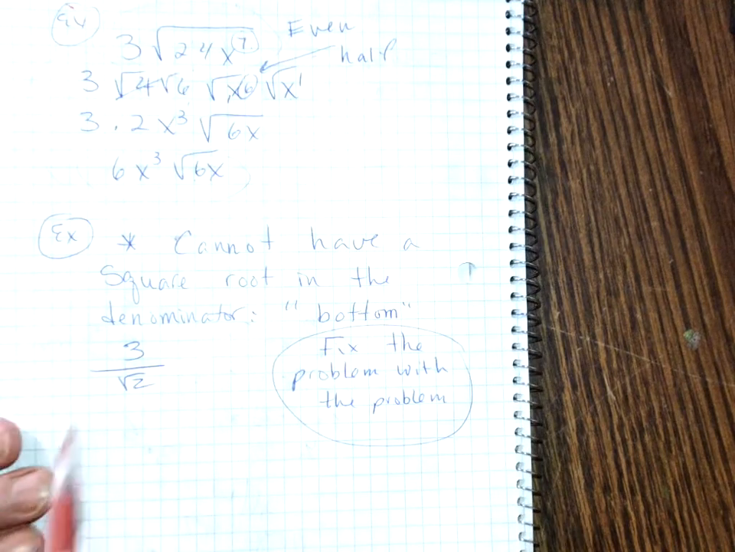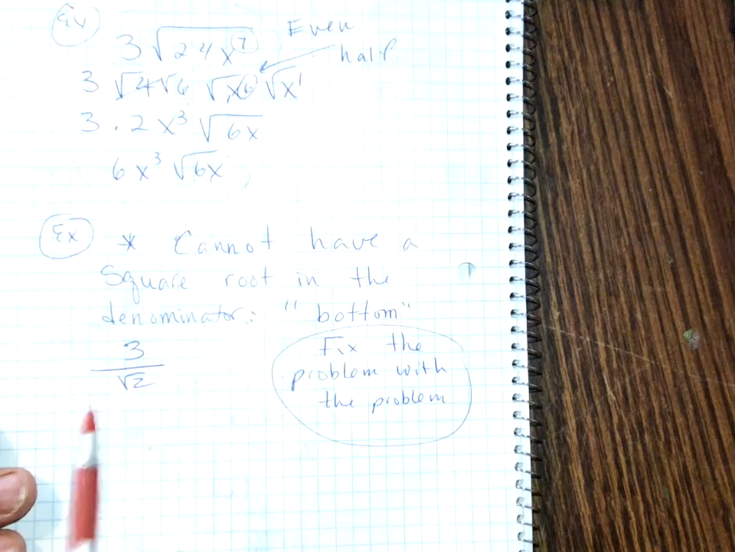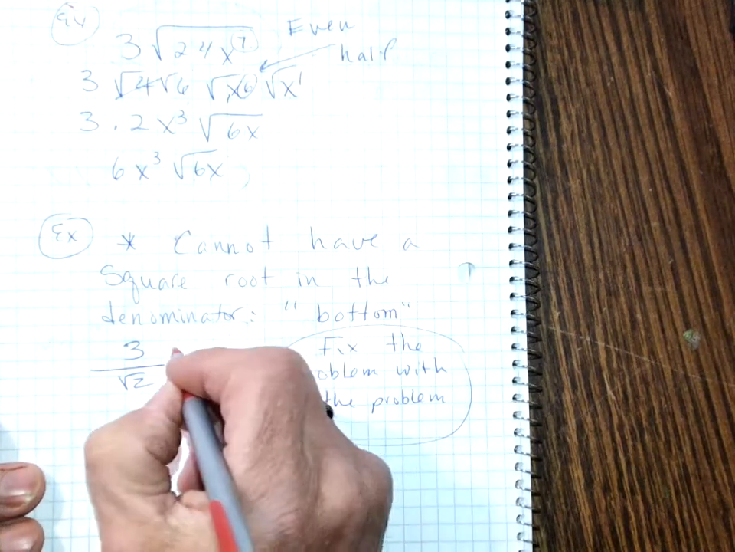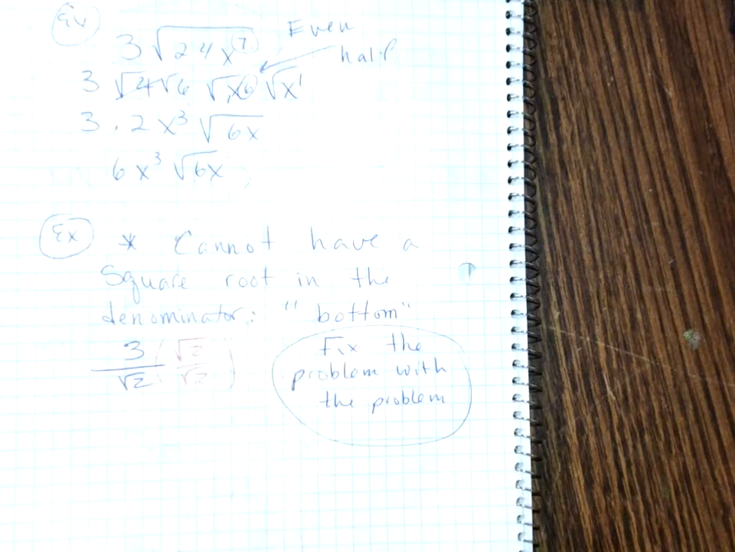Well, when I take a look at the problem, the problem is the square root in the bottom. So the rule is you can't have the square root in the bottom. So that is the problem. So I'm going to multiply top and bottom by the square root of 2 over square root of 2. And I like to use a different color so that you can see in red that this is my fix. Well, how's that going to help?